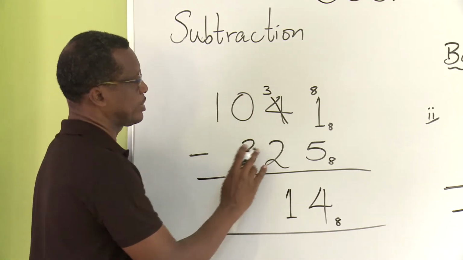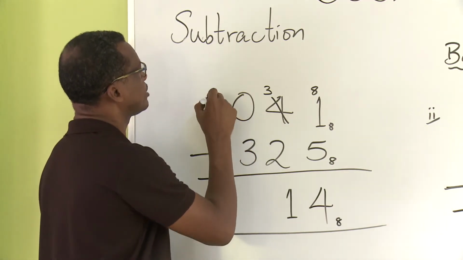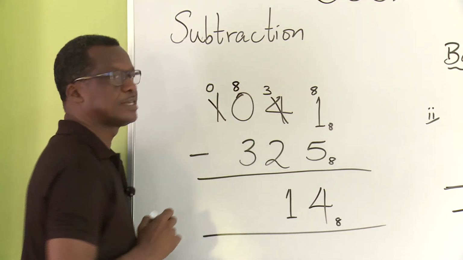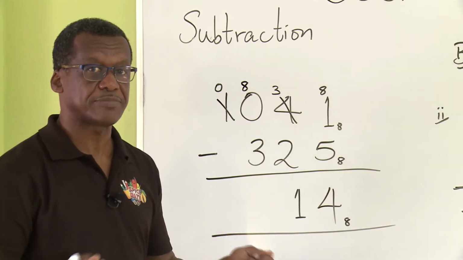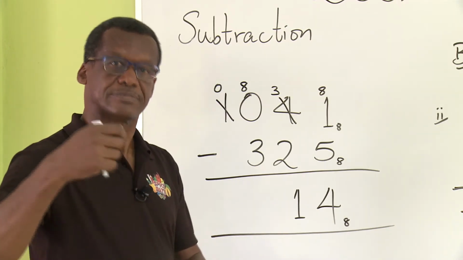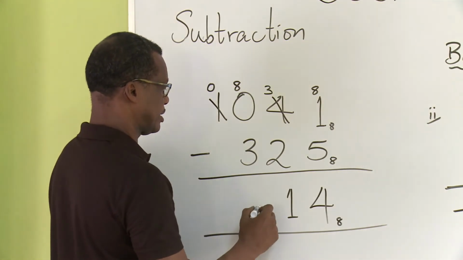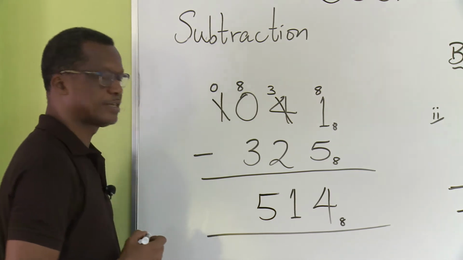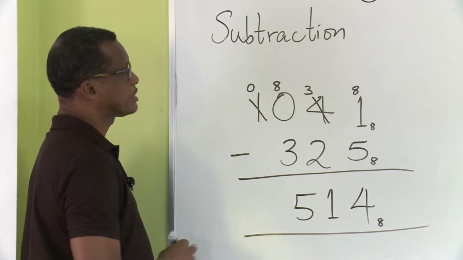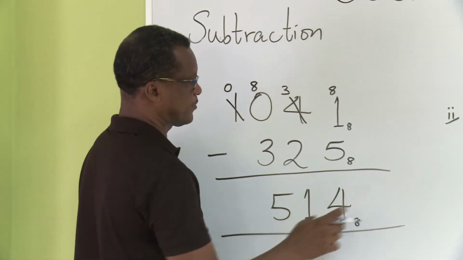Then we have 0 take away 3. We would have to do some regrouping. We move to the next column. There is one group here. So we regroup it and it's going to become 8 in the previous column because we're working in base 8. Each column is actually 8 times the column to the left. Okay? Now we can say 8 take away 3 gives me 5. So now we have 1041 base 8, subtract 325 base 8, results in 514 base 8.